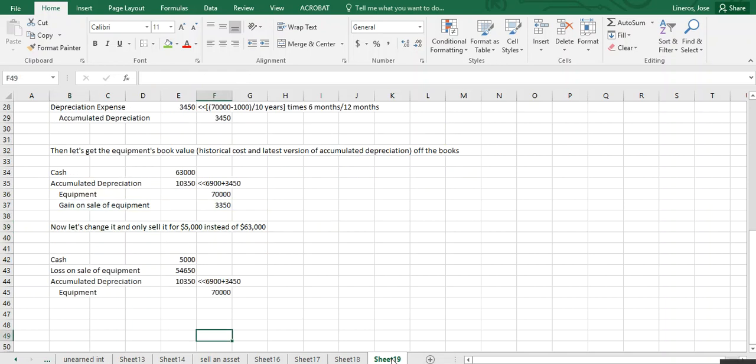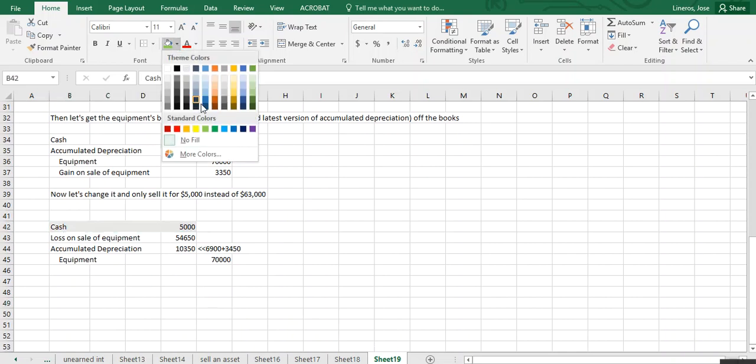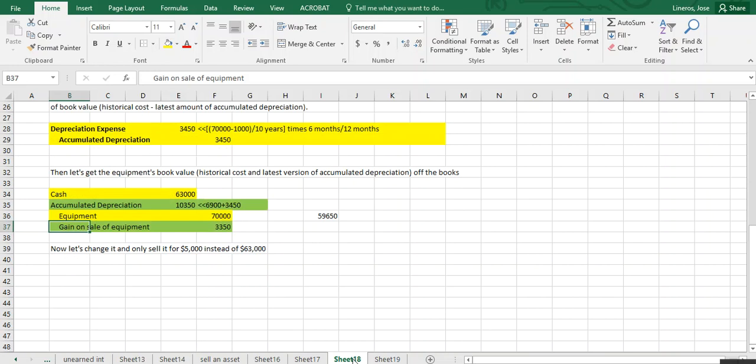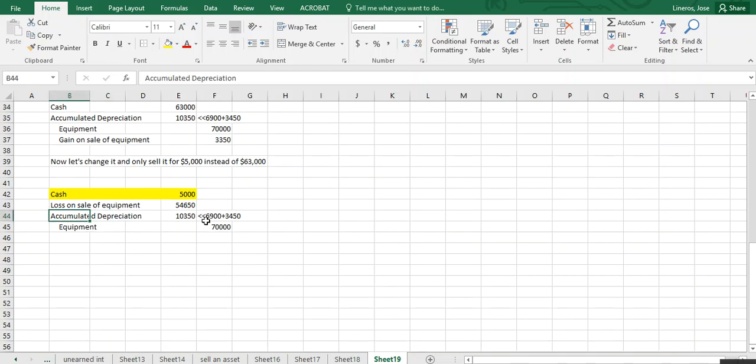Okay, let's look at what that entry would look like. You notice it's identical. We got cash of 5,000. And you'll notice that the accumulated depreciation is the same. Again, just like before, you have to get it caught up to the sale date, which continues to be 6,900 plus 3,450, 1 year's worth and a half year's worth. And you have to take the equipment off the books, just like you normally did before.